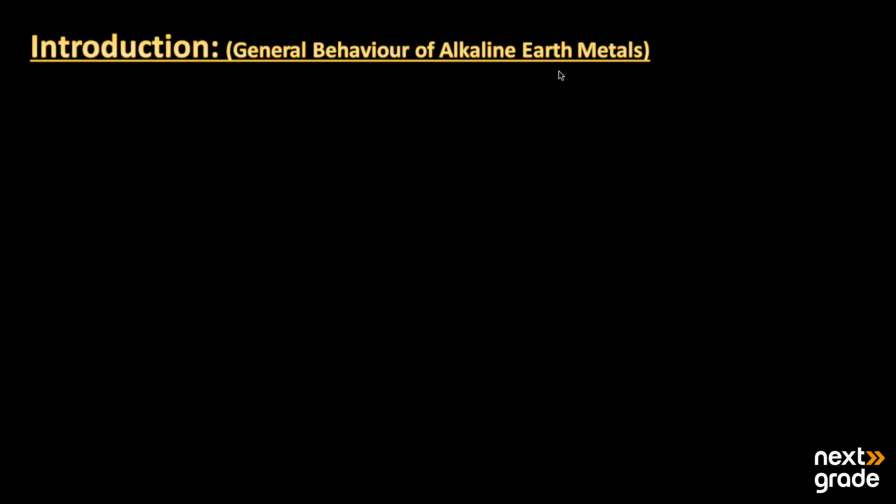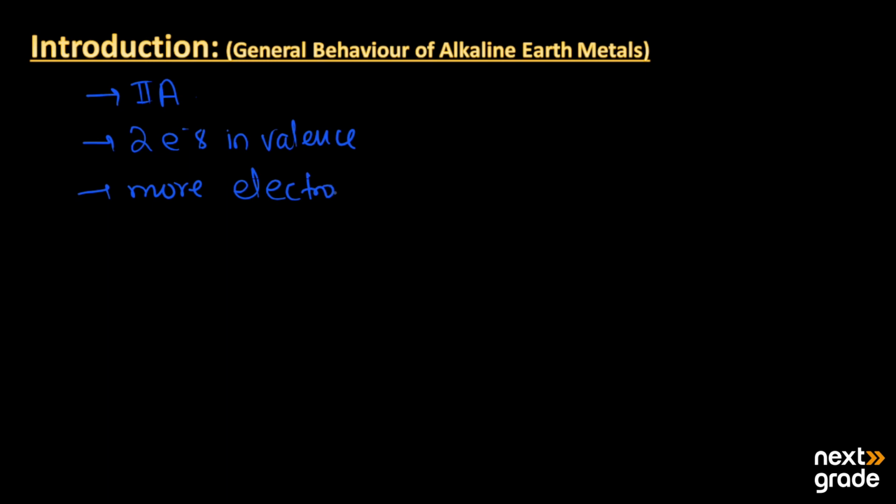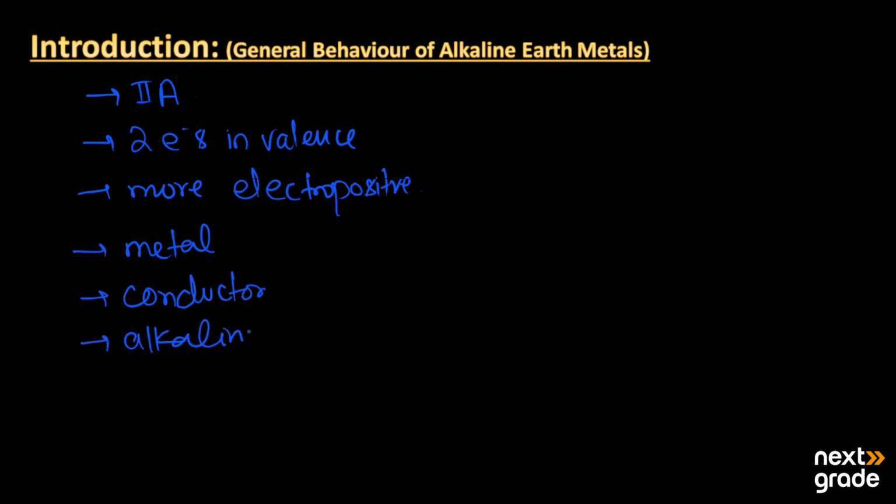So the topic that we will discuss today is the general behavior of the alkaline earth metals. Basically, when we talk about the alkaline earth metals, these are the group 2A elements and they have two electrons in their valence shell. They are more electropositive because they can lose two electrons from their valence shell. They are known as metals and they are known as conductors. They produce alkali, so that's why they are known as the alkaline earth metals. So these are some properties of the alkaline earth metals.